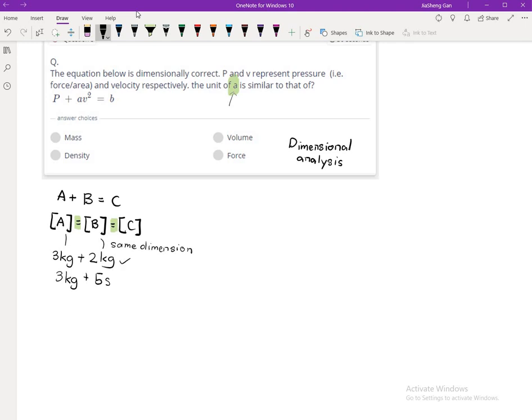Both of these things should have the same dimension. Okay, so this one is okay, this one is not okay. So A, B, and C should have the same dimension. So knowing that, you should know that the dimension of P should be equal to the dimension of AV square, which should be equal to the dimension of B. Okay, B is not our focus, so we'll focus on the first two terms you see here. P is equal to AV square. And let's break it down.